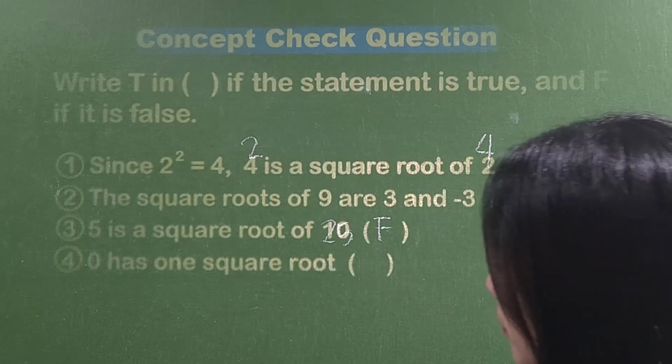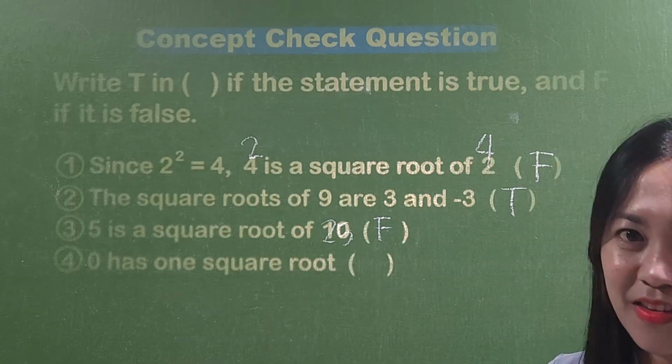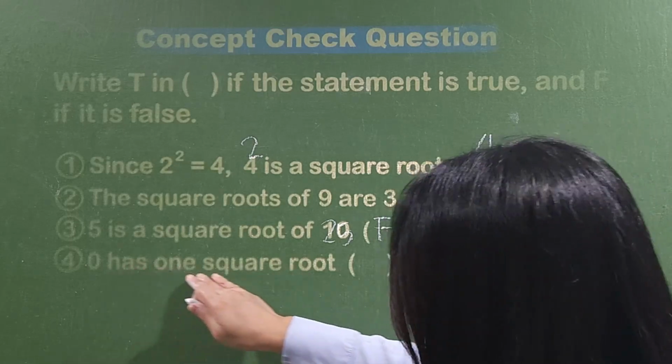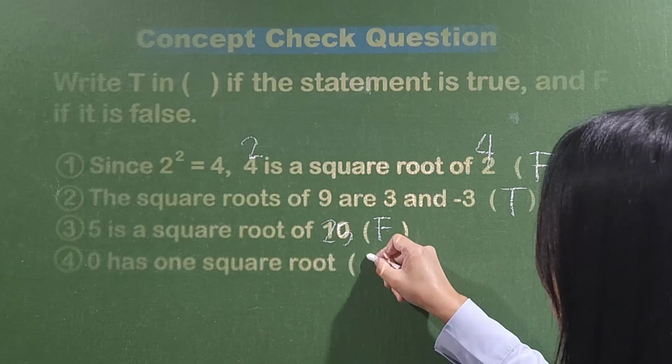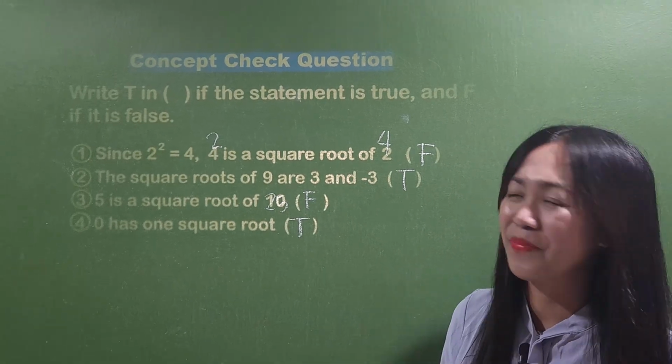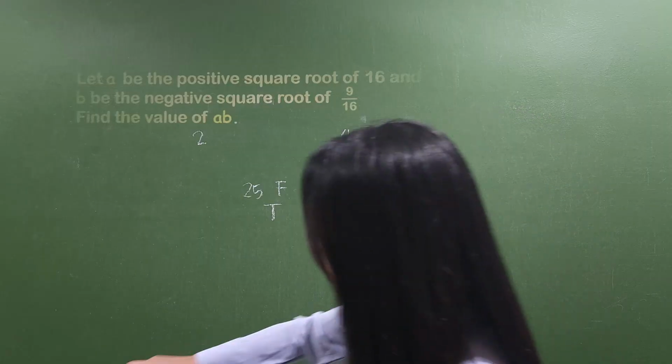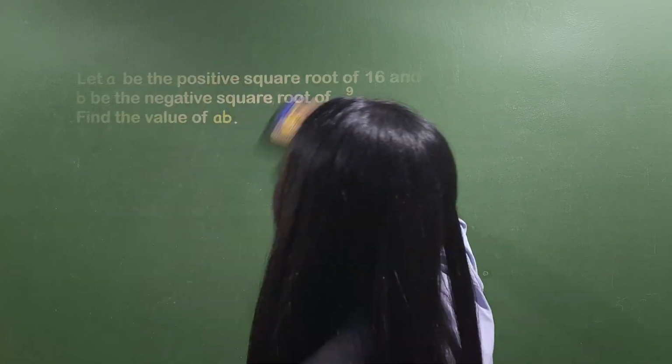For number 4, 0 has one square root. This is true because we only have 0 as the square root of 0. 0 times 0 is 0. So this is true. This time, let's answer this simple question.